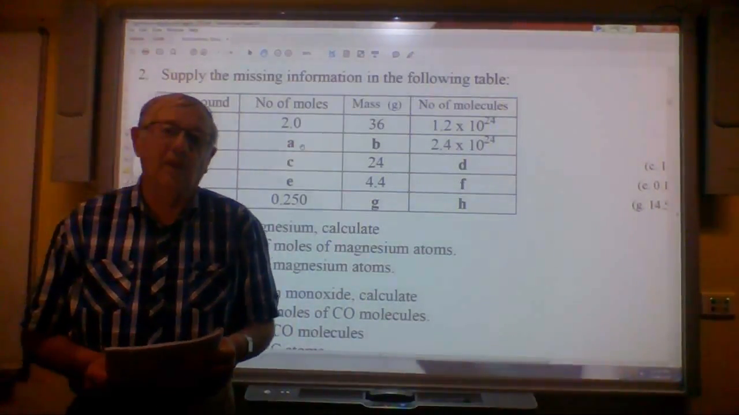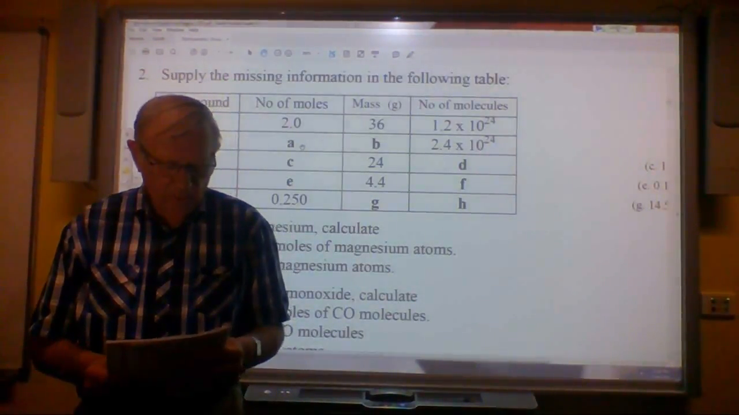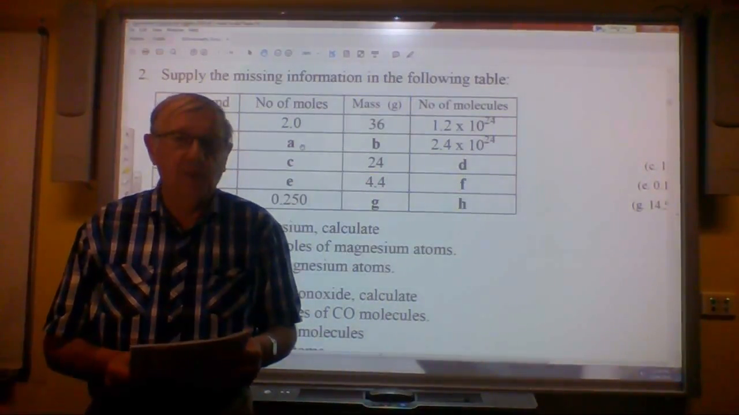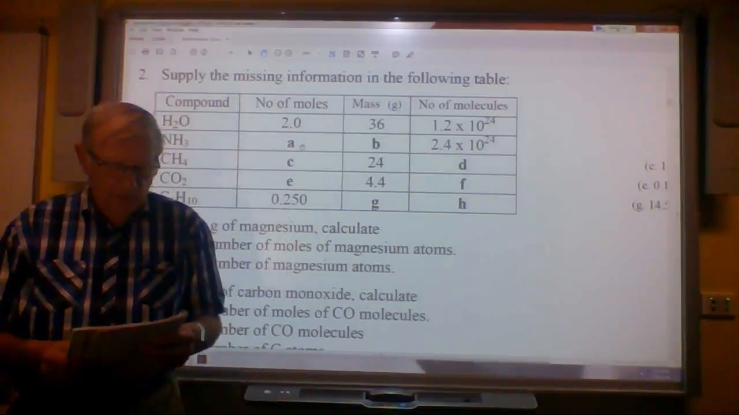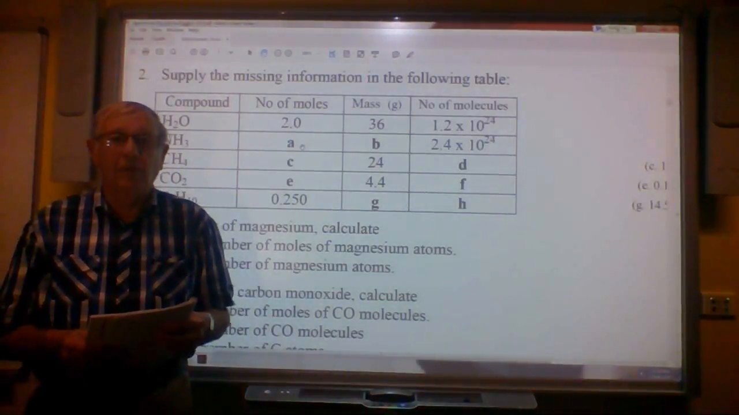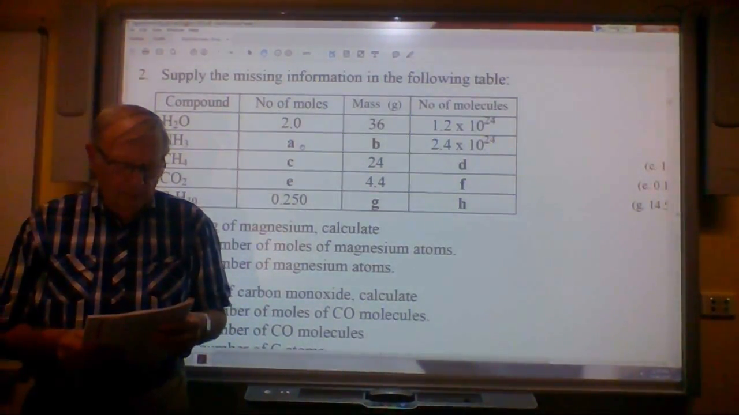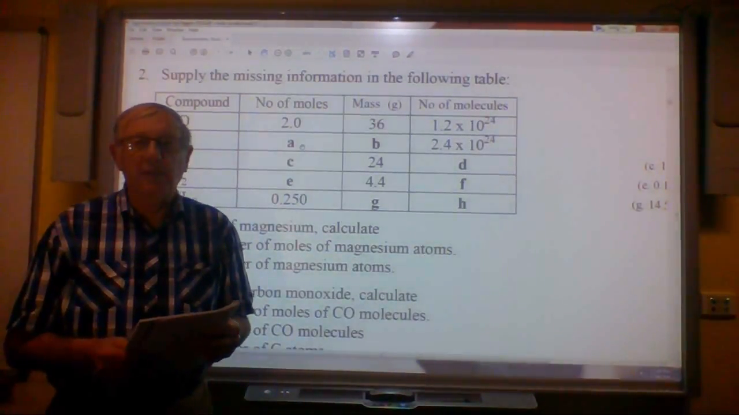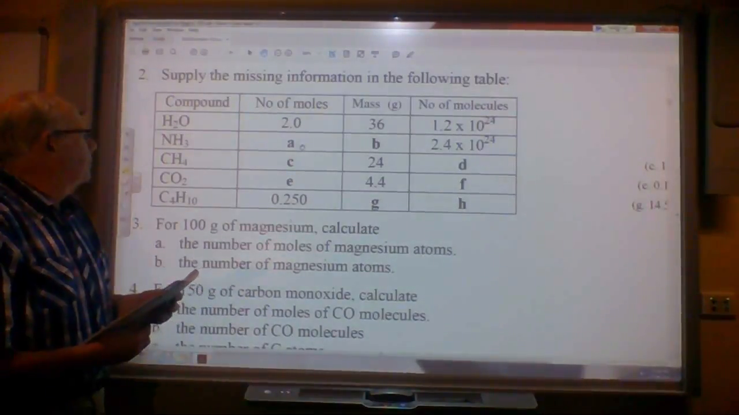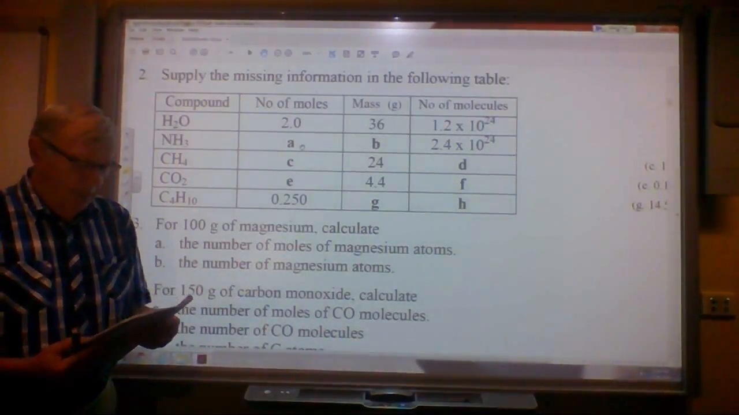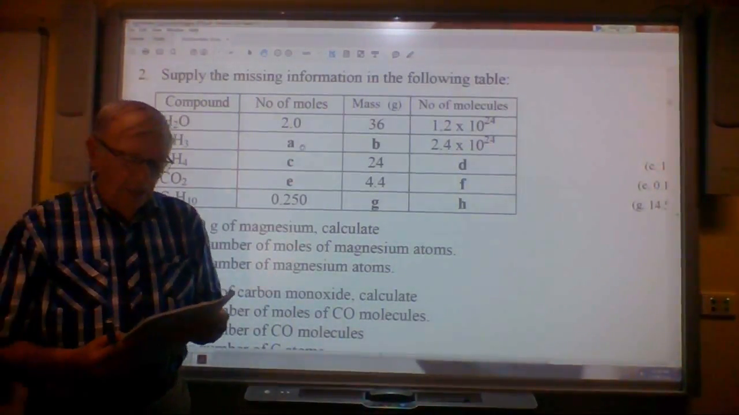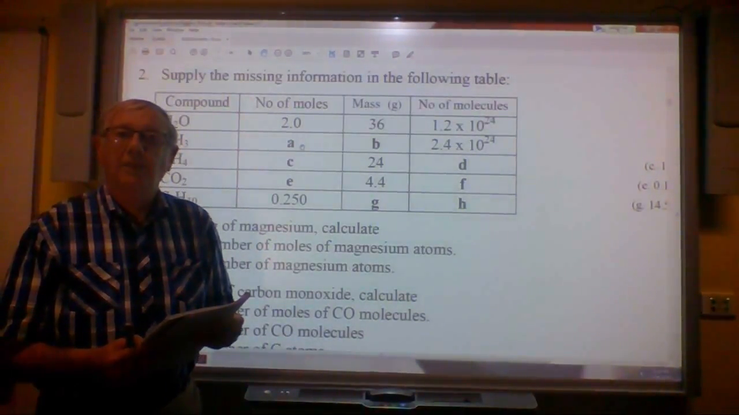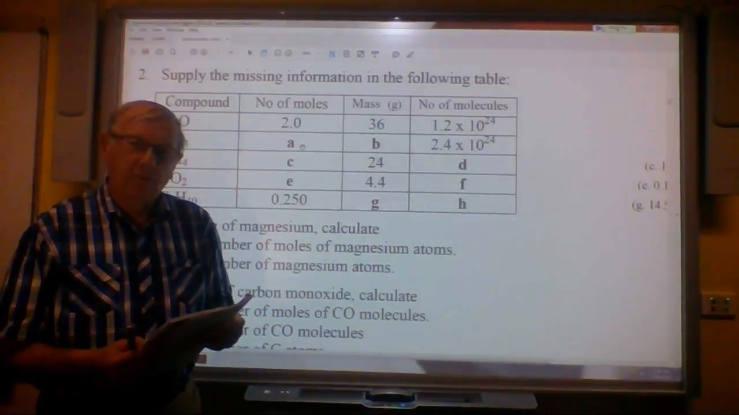And let's have a look now at number 2, which says supply the missing information in the following table. So again, the first one there, dealing with water, that's just an illustration. So the next one is with ammonia, which of course, as we can see, is NH3. What we've got there is the number of molecules. So our first step then is to work out the number of moles.